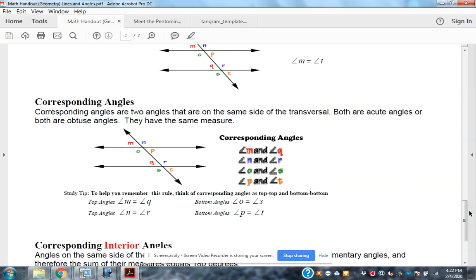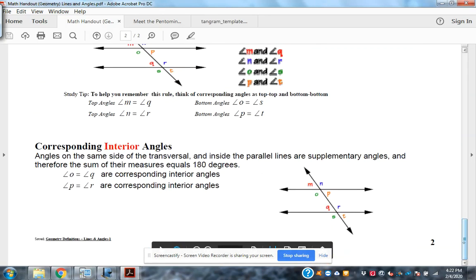And then you have corresponding interior angles. Okay, corresponding interior angles in our picture here. You've got the same picture as above. You already know that M and Q are corresponding. Well, O and Q are both on the inside together. They're what's called corresponding interior angles. You may have learned this in high school. It's called consecutive interior angles. That may ring a bell. I don't know if it does or not, but both mean the same thing. So consecutive interior or corresponding interior mean the same thing.